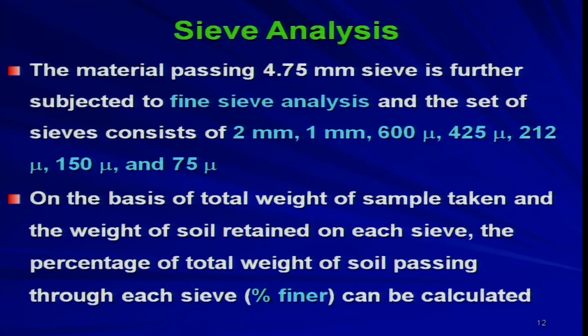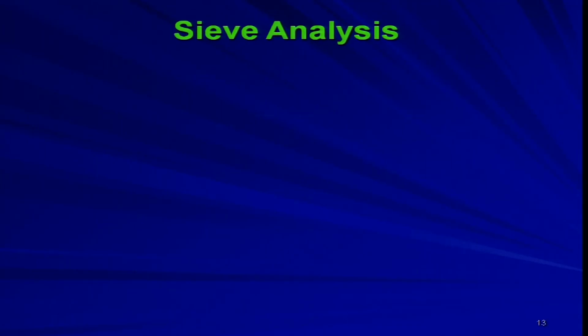On the basis of total weight of sample taken and the weight of soil retained on each sieve, the percentage of total weight of soil passing through each sieve, that is percentage finer, can be calculated. Now, basically to get the different information from the grain size distribution, we need to calculate some parameters, those are coming like this.